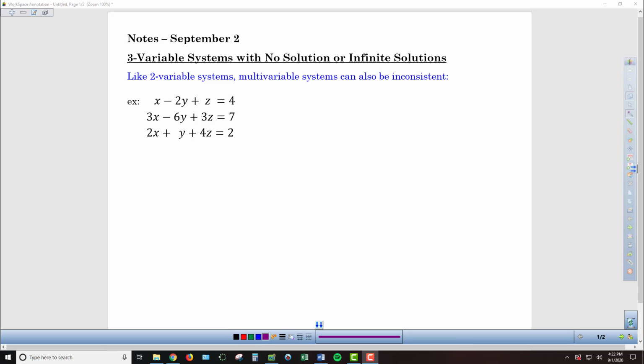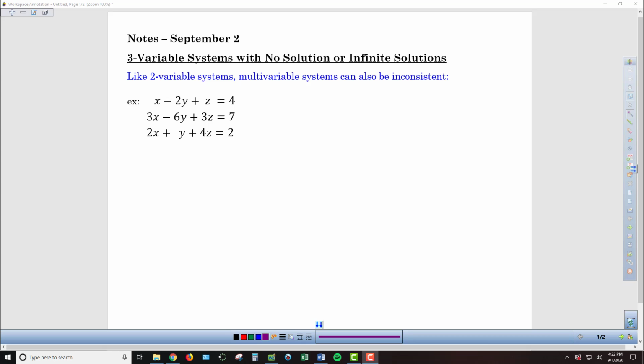So just like we had with 2-variable systems, we can have 3-variable systems where we have no solution or where we have infinite solutions. So I wanted to demonstrate an example of each of those here today. Now, I'm going to approach this the same way that I did with the other 3-variable system problems.